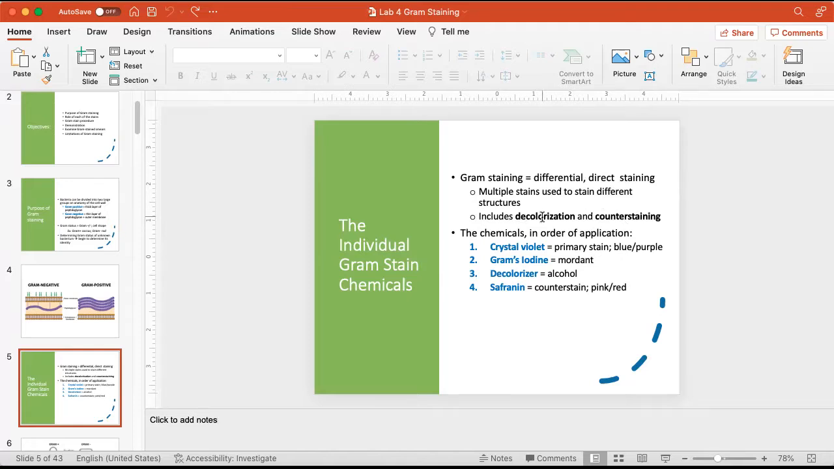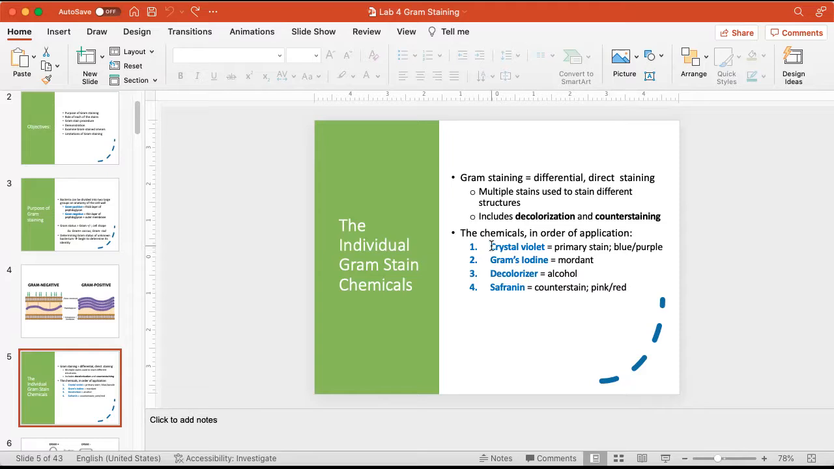Now, the chemicals that we use in gram staining are listed right here. There are 4 of them. 2 of them are dyes, and 2 of them are additional chemicals. The first one is a dye. It's called crystal violet. Crystal violet is our primary stain. What crystal violet will do is adhere to cells and turn them a purple color. Some people describe it as more of a blue purple. You can make up your mind on that when you see that color. We're going to apply the crystal violet and stain the cells.